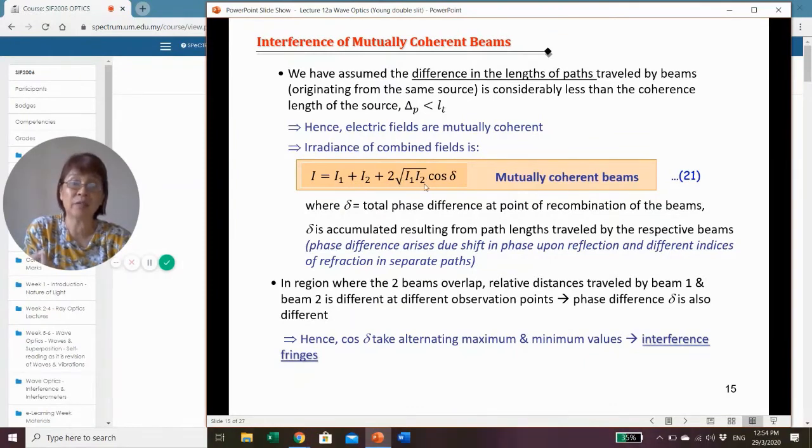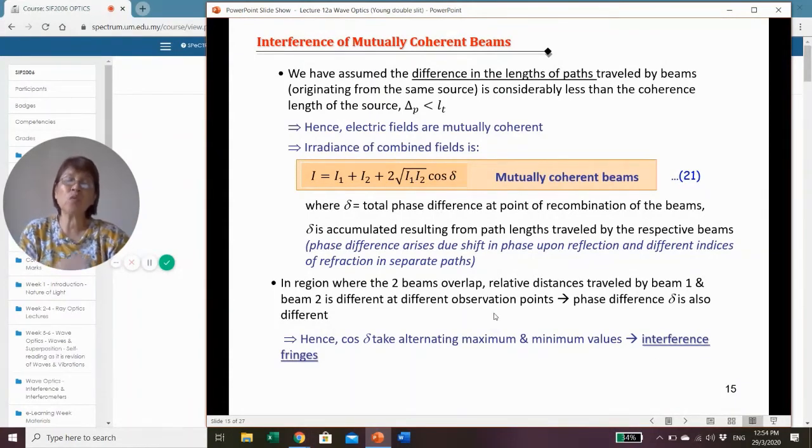Okay, so we have the interference term, where delta now is the total phase difference at the point where they recombine. So delta is accumulated resulting from the path lengths traveled by the respective beams. And we also have to take into consideration the shift in phase when any of these paths incur a reflection. Okay, and also we have to take into consideration if any of the paths were to go through a different medium.